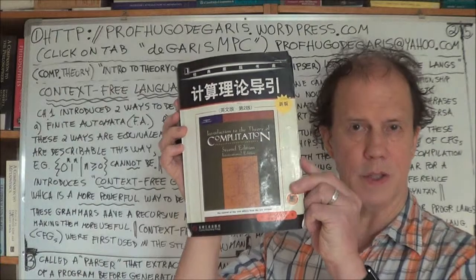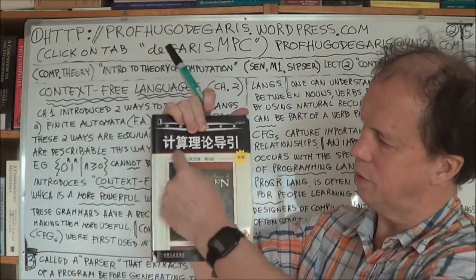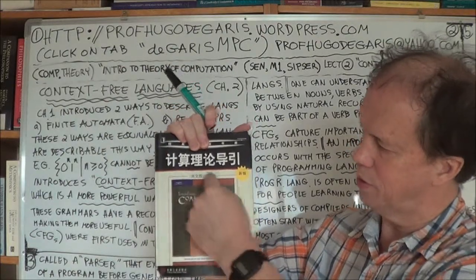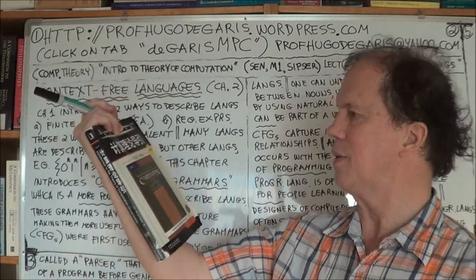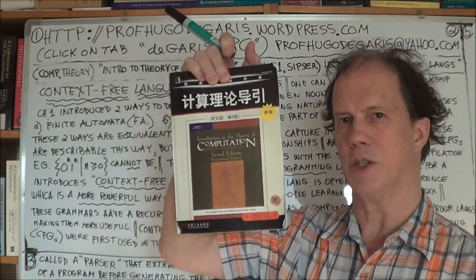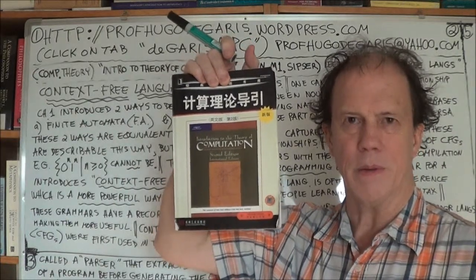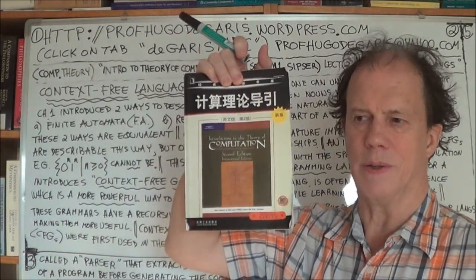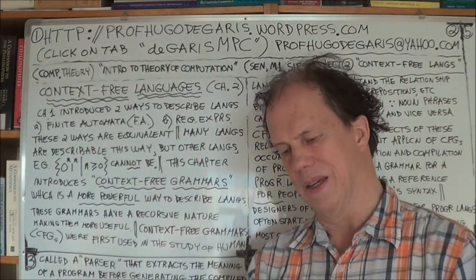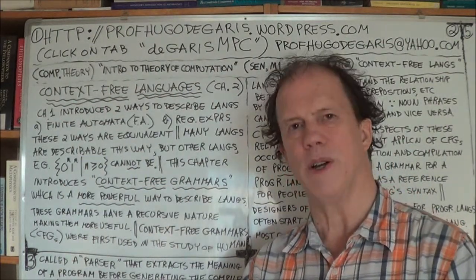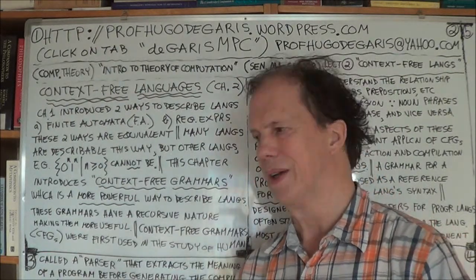Here's the text. Now this is the Chinese version. The English version, or American version, would be this book here. Okay, I have the Chinese version. It's the second edition. It's pretty well become the Bible, the main text, the most popular text on theory of computation, which is why I've used it, despite the fact that it's over 400 pages, so it's going to take me like 3 months to get through.